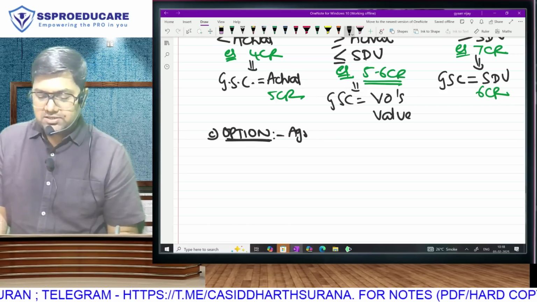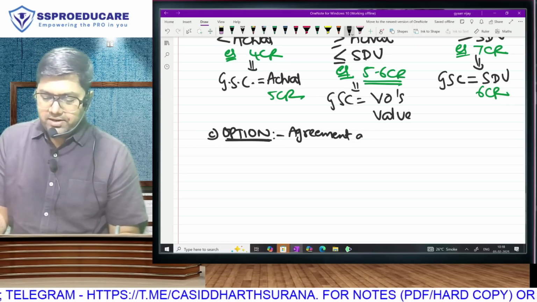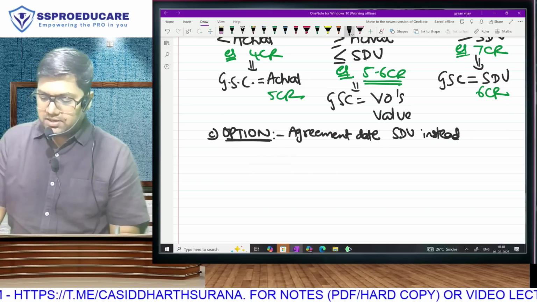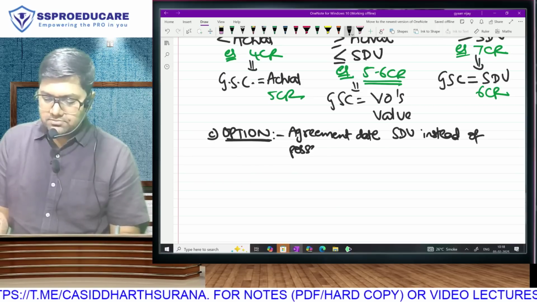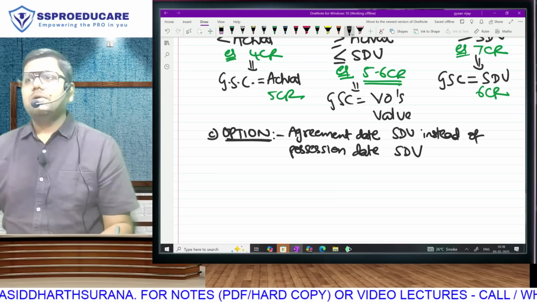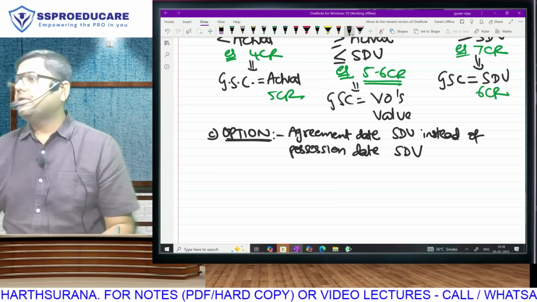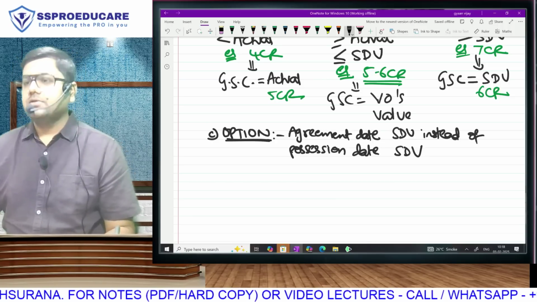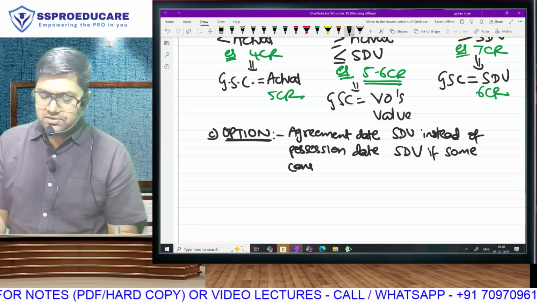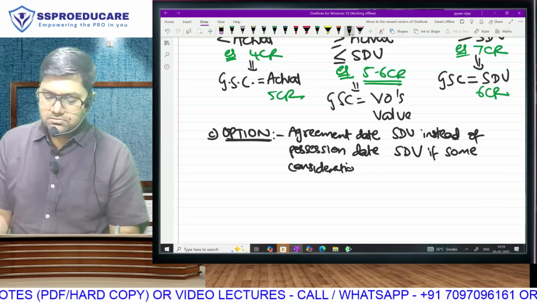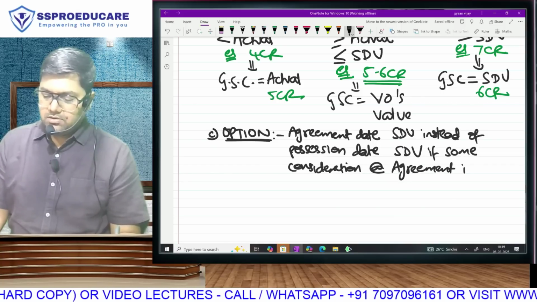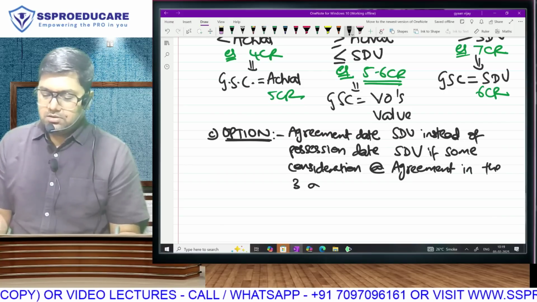You have the option to take something called the agreement date stamp duty value instead of the possession date stamp duty value, if there was some consideration received at the time of agreement in the three allowed modes.